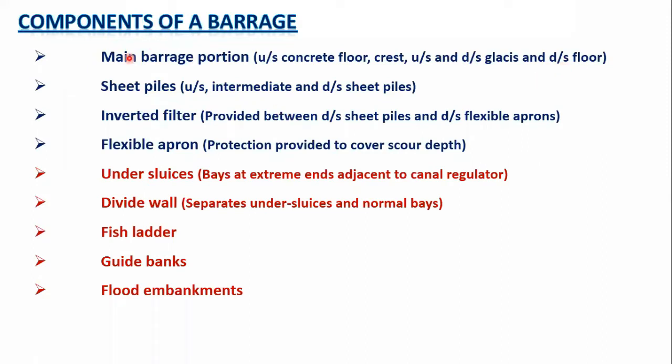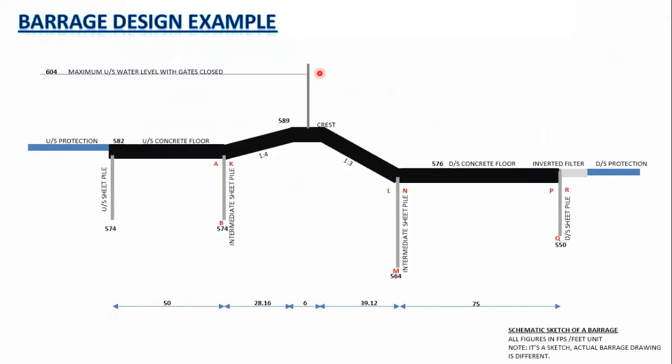See this component again. I'll discuss these components on a sketch on the next slide. The first major component is the main barrage portion, which is made up of concrete: upstream concrete floor, downstream concrete floor, crest, and upstream and downstream glacis.